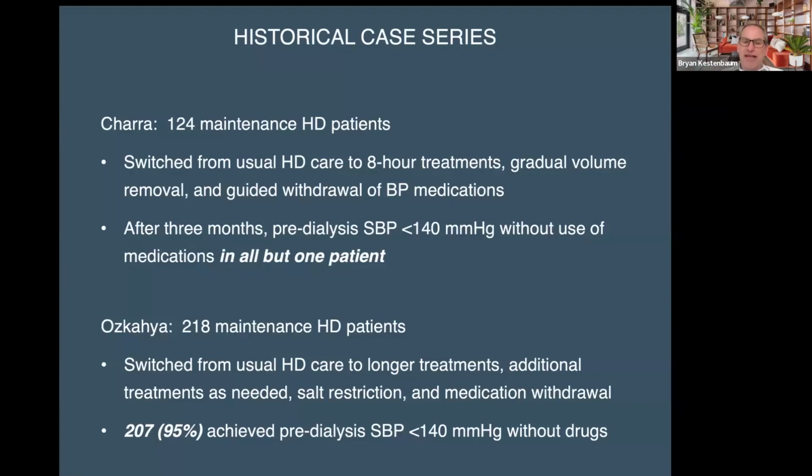In the Charra study of 124 dialysis patients, all but one patient achieved normal blood pressure, less than 140 pre-dialysis systolic blood pressure, without the use of antihypertensive medications. Other studies have reported other incredible results where you can completely control blood pressure with long, slow treatments and guided withdrawal of antihypertensive medications.